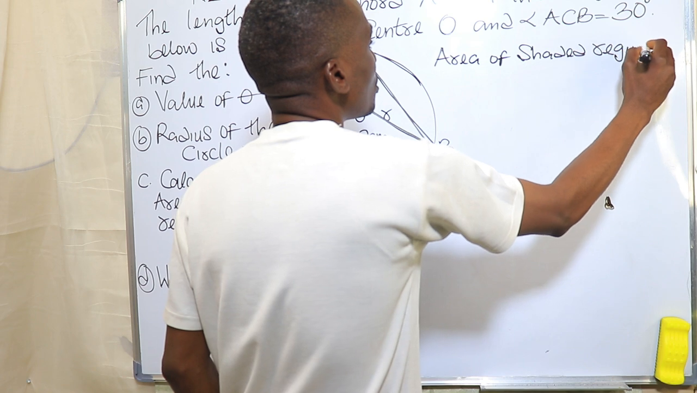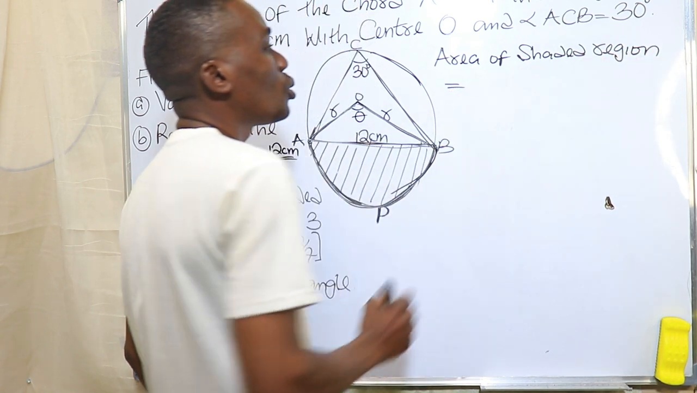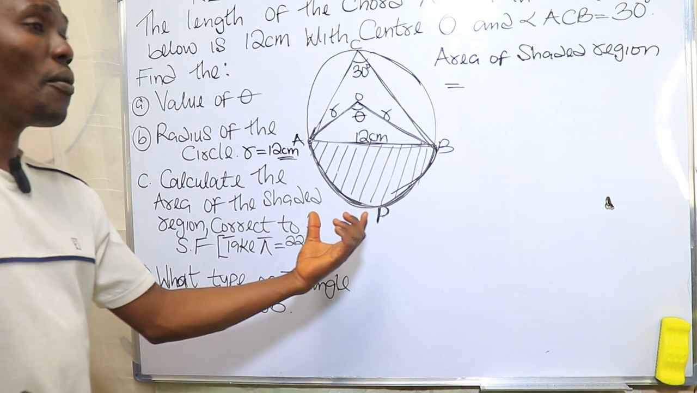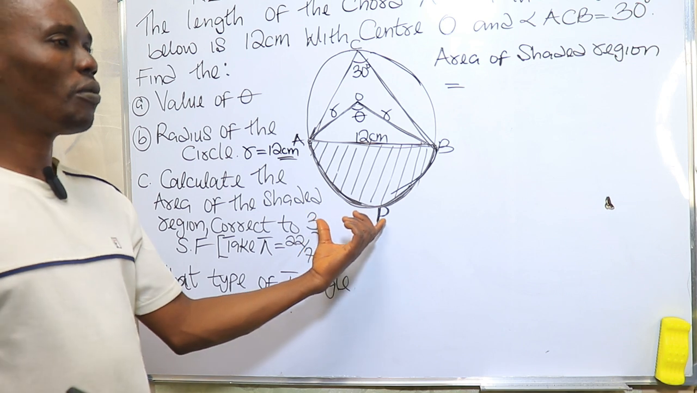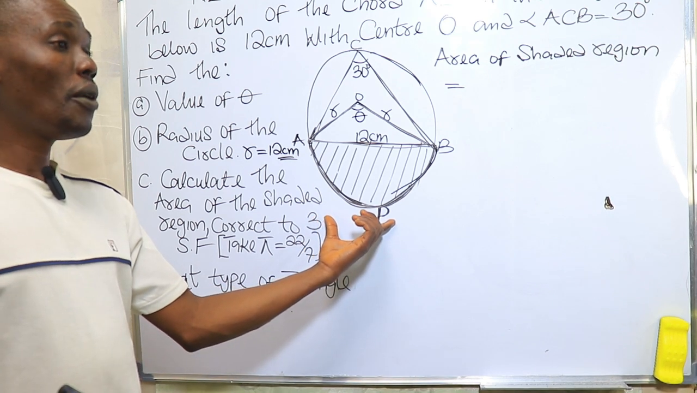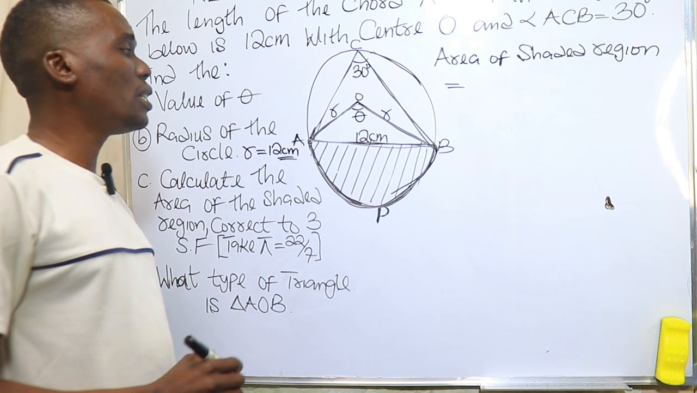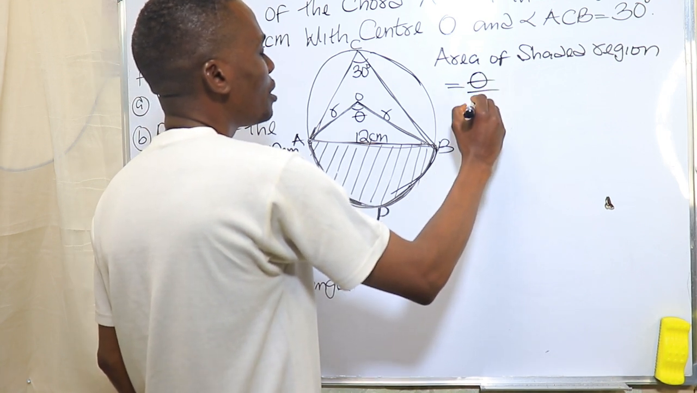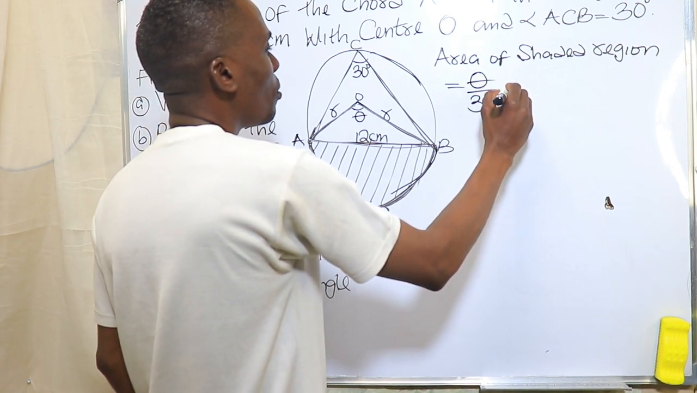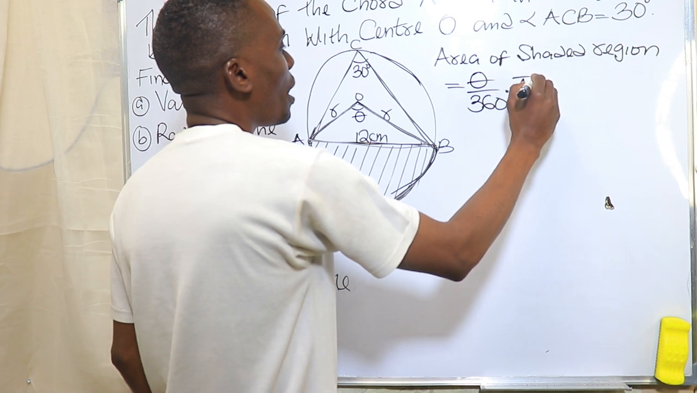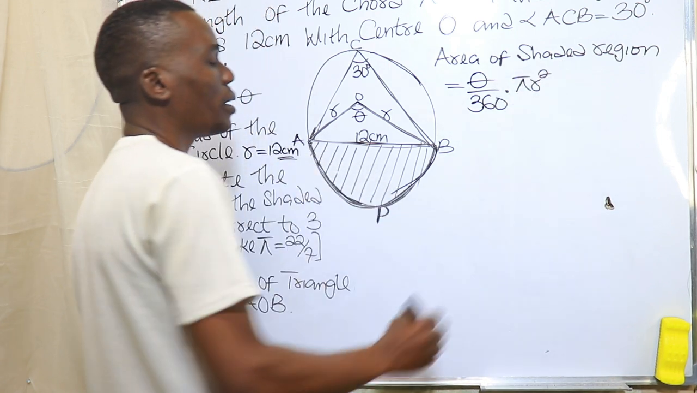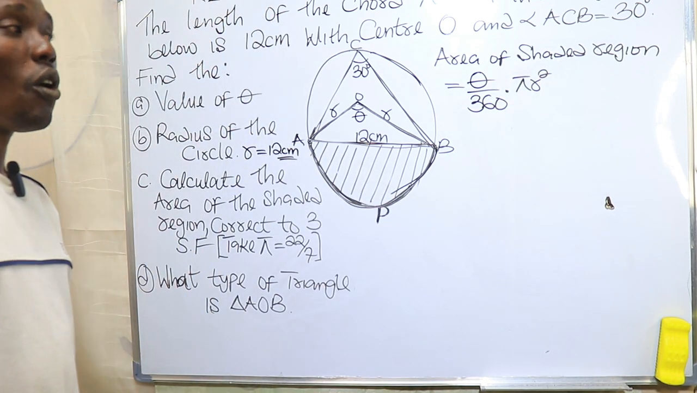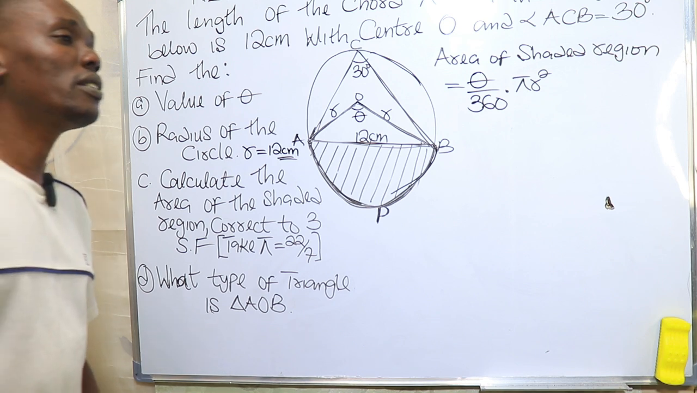So the area of the shaded region will be equal to, now what is the area of a sector of a circle? Remember, the area of the sector of the circle is theta divided by 360 multiplied by pi r squared. That's the area of a sector of a circle.